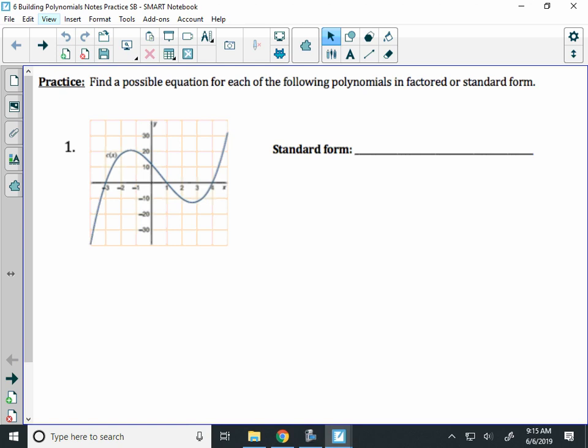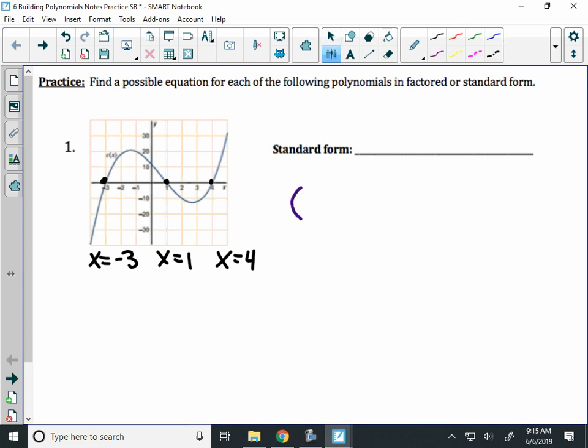So in order to write standard form, you need to know where your roots are. Those roots are at -3, +1, and +4. Now, to write the standard form, you have to start with factored form. So to write factored form, you're going to have a factor for each of the roots. You take the opposite sign. So for -3, the factor is x plus 3, x minus 1, x minus 4.